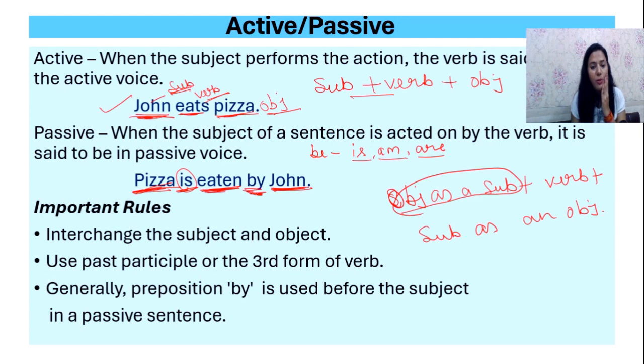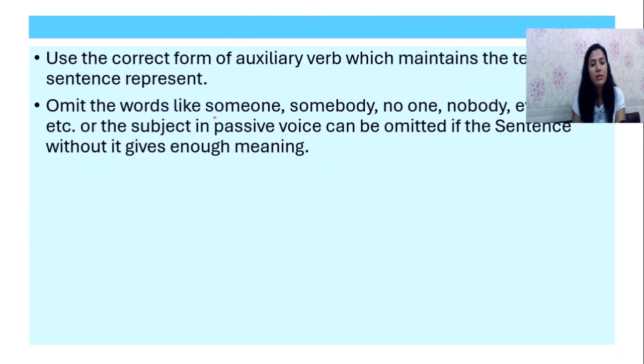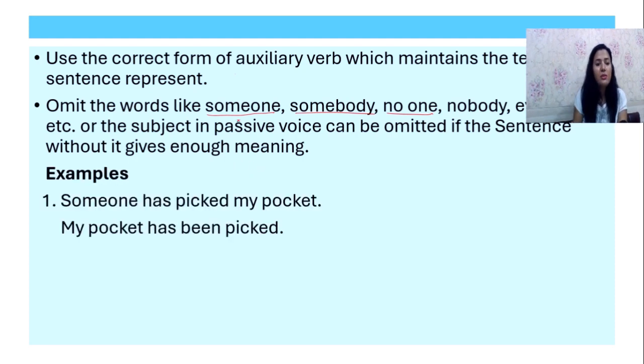So I hope you understand the structure of an active voice and the structure of a passive. In an active sentence, when there are words like someone, somebody, nobody, no one, everyone, then you need not write these words as the object of the sentence. For example, someone has picked my pocket. Someone is the subject of the sentence and my pocket is the object of the sentence. So when we change the sentence into a passive one, what happens? Someone becomes the object and my pocket becomes the subject, right?